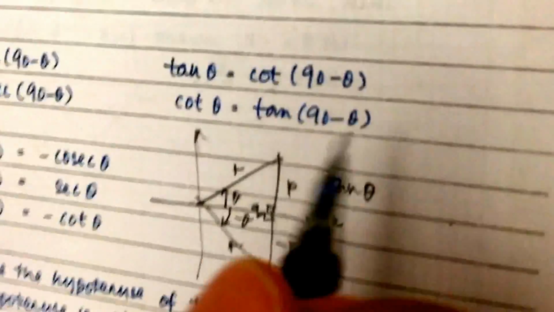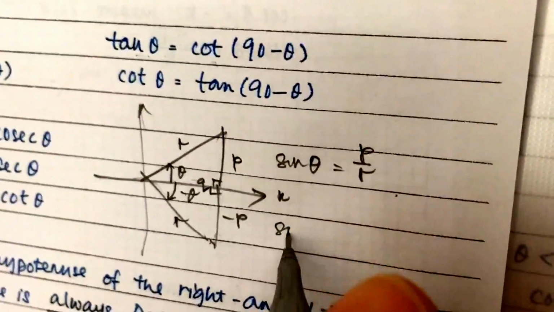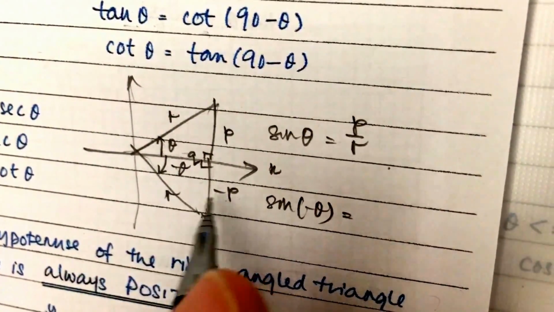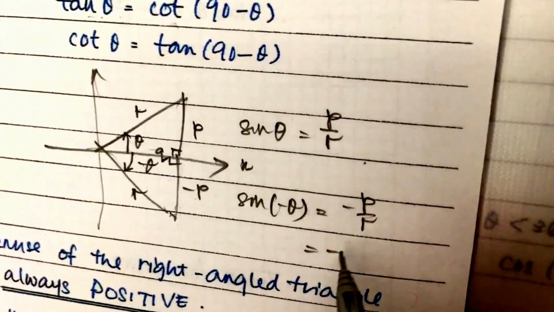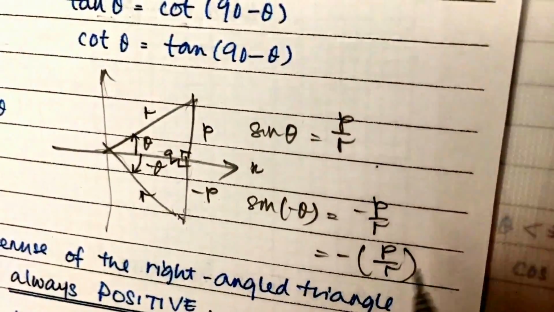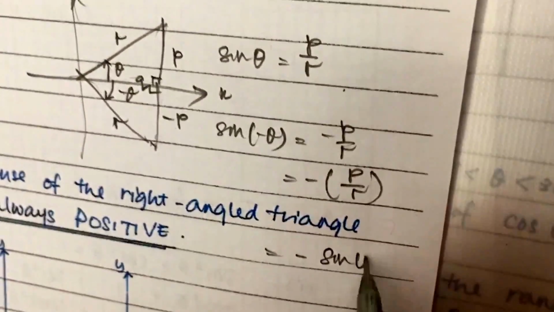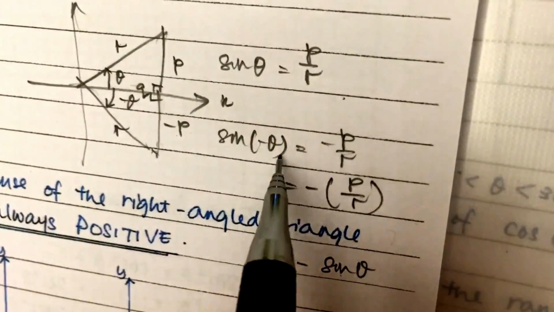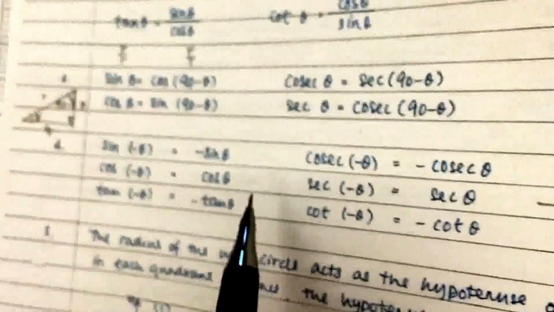Sine theta first. Sine theta is P over R, isn't it? Sine of negative theta is opposite over hypotenuse, so it's negative P over R. Now, can I take out the P over R, which becomes sine theta? So therefore, sine of negative theta is negative sine theta. Okay, so that's how it works.